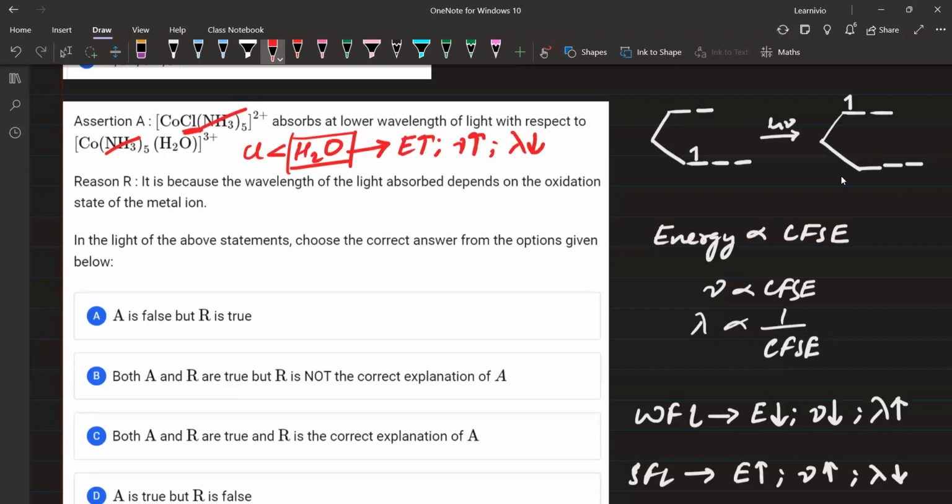Now it is saying the Cl complex absorbs at lower wavelength with respect to the other. This is false. And according to us, the strong ligand is H2O. If I compare Cl and water, which is strong? Water. It will have higher energy, higher frequency and lower wavelength. So it will absorb light of higher frequency, higher energy and lower wavelength. So this is false. So option A will be correct: A is false, but R is true. You don't even have to read the R. Does this make sense? Yes, no, please tell me, guys.